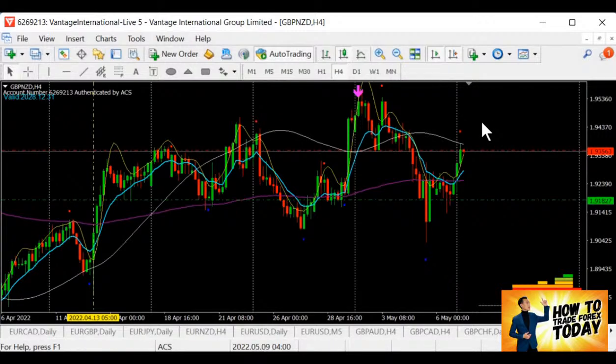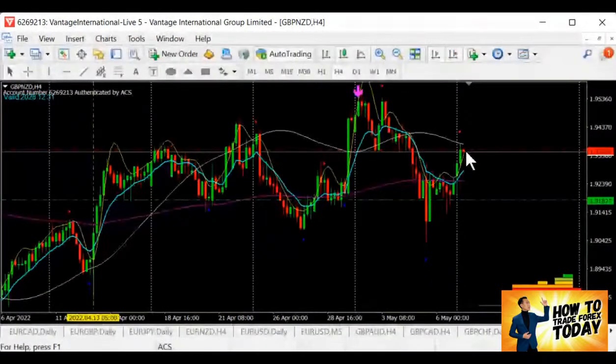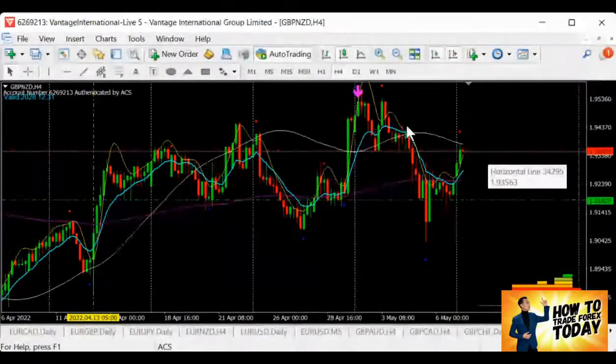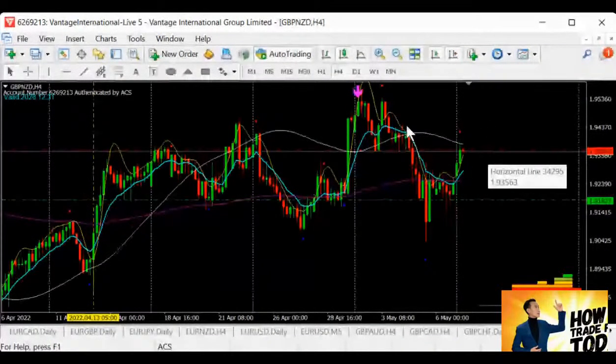So over here, by looking at this, they may have another retracement downwards. So just be patient for buyers to break this resistance and then retest the resistance as a support. Then you start buying.